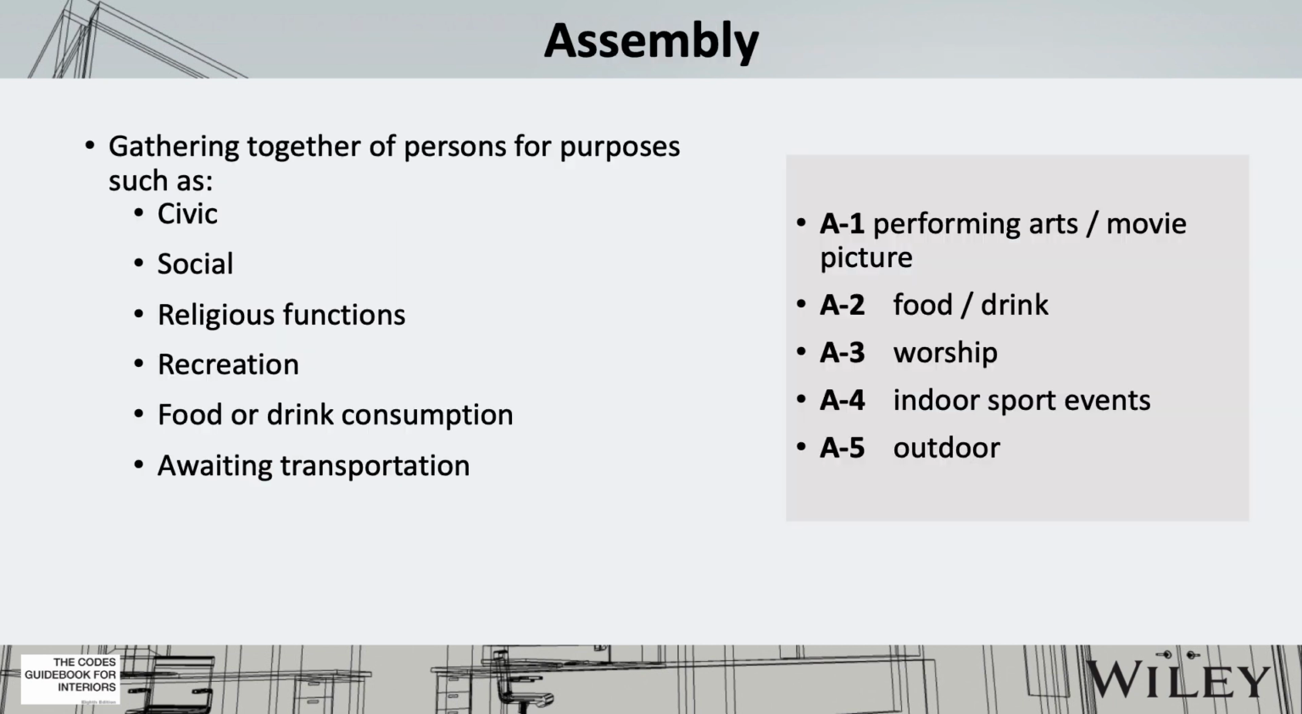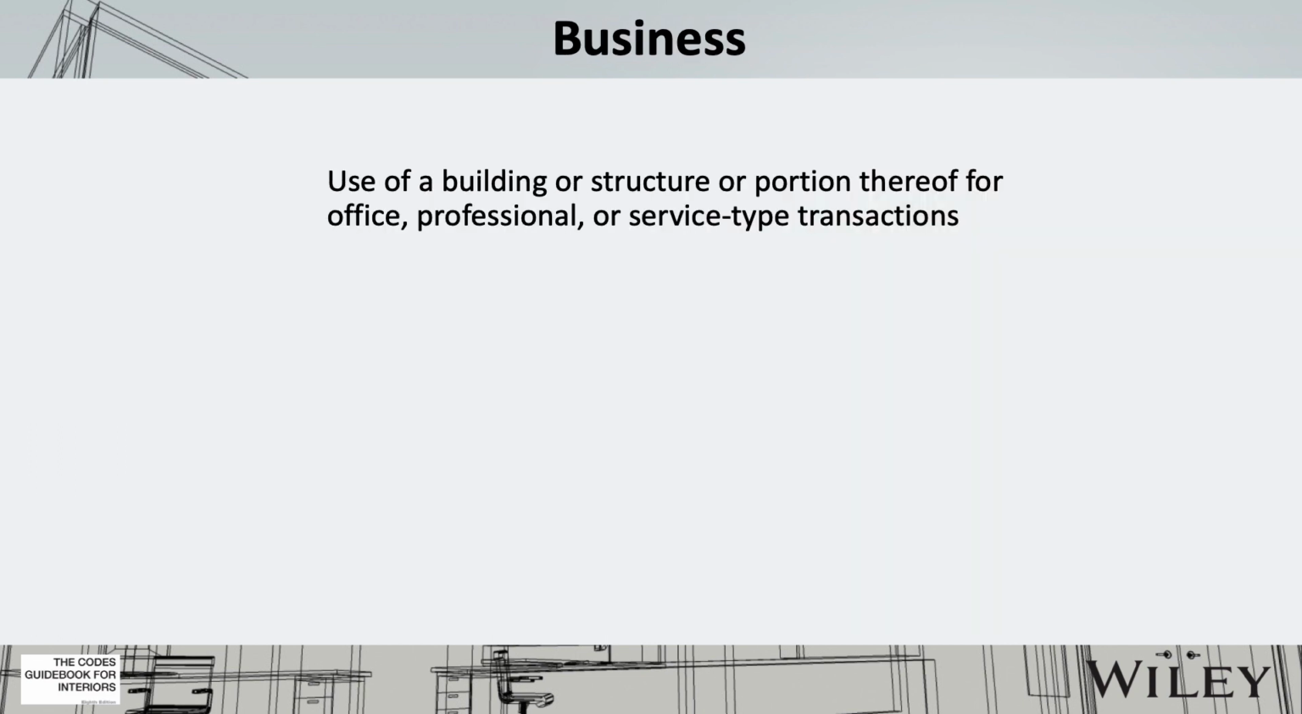The assembly classification is for large groups of people gathering in spaces, some of which are obvious, like churches, concert venues, social areas, nightclubs. Some are less obvious, such as the A3 classification, which we often see in office buildings with large break rooms or educational buildings with large classrooms.